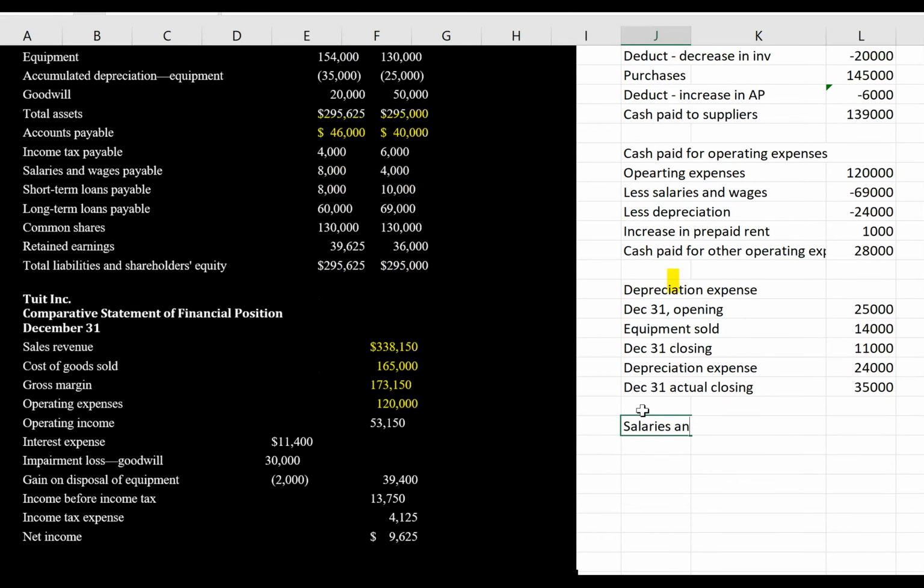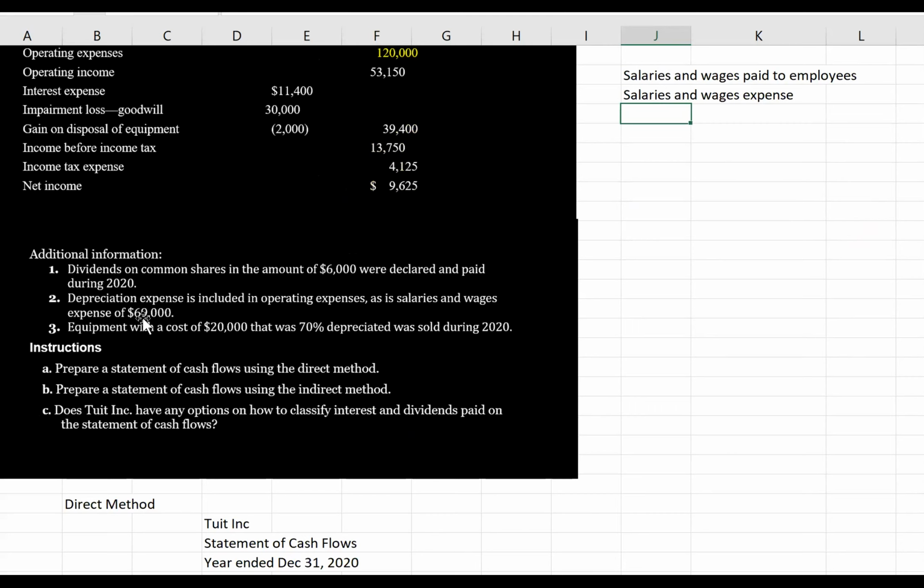So salaries and wages paid to employees. Here we're going to start with our salaries and wages expense, because on our income statement we also have salaries and wages. We were told in the supplemental information that depreciation expense is included in operating expenses, as is salaries and wages expense of $69,000. Then we're going to check what happened in our wages payable account.